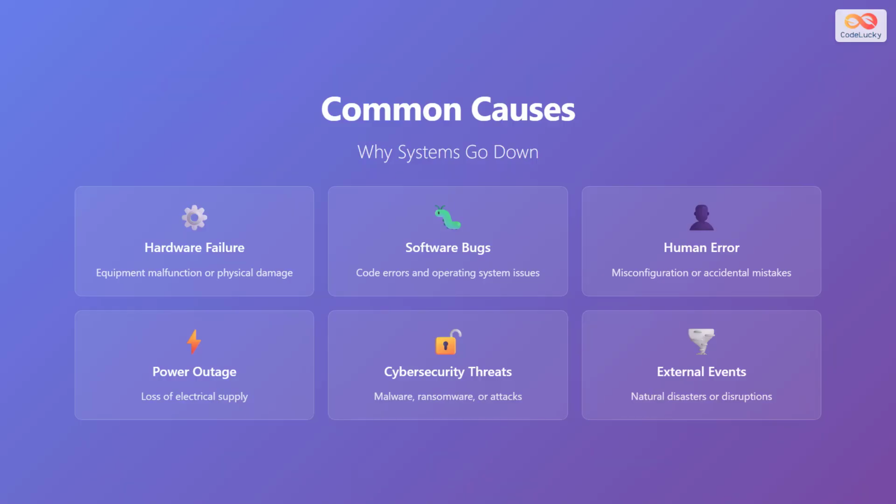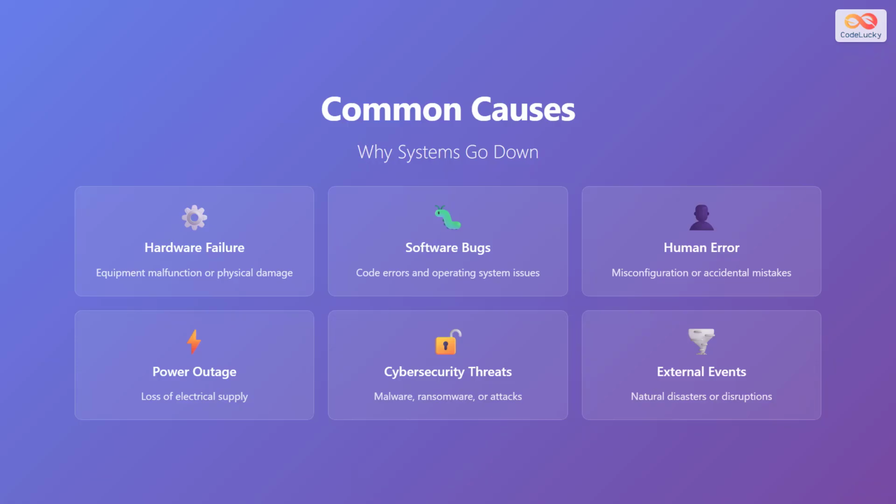There are several reasons why systems experience downtime. Hardware failure occurs when physical components like hard drives or power supplies stop working. Software bugs are errors in code that can crash programs or the entire operating system. Human error happens when people accidentally misconfigure systems or make mistakes during maintenance.